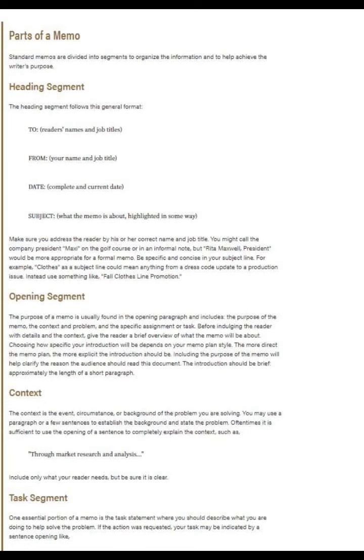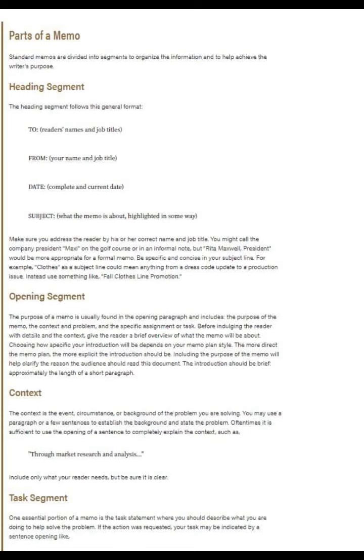To: this means the reader's name and job title. From: your name and job title. Date: the complete and current date. Subject: what the memo is about, highlighted in some way. Make sure you address the reader by his or her own correct name and job title.